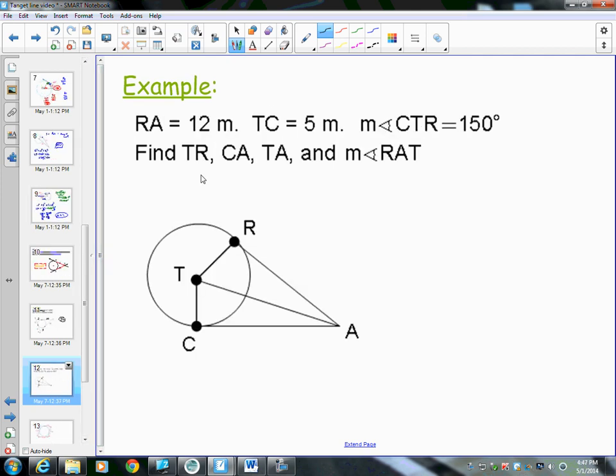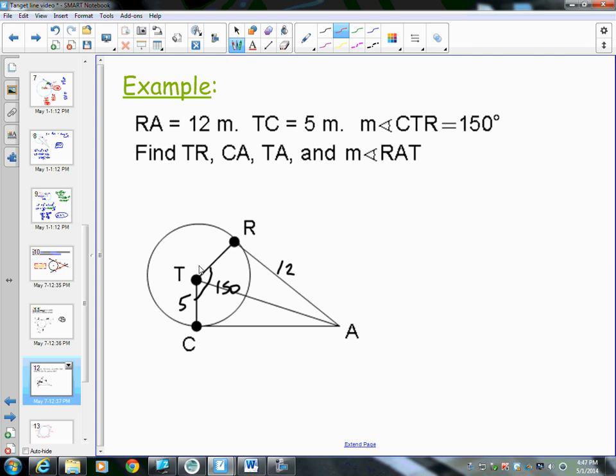Another question for this. It says RA is 12 meters. RA is 12. If TC is 5, and the measure of angle CTR, this whole thing, is 150 degrees, we want to find a couple other pieces.